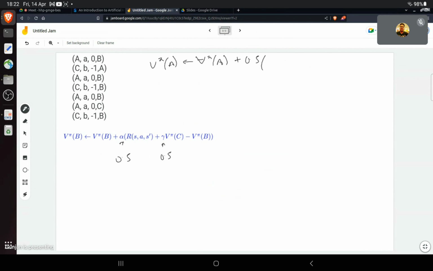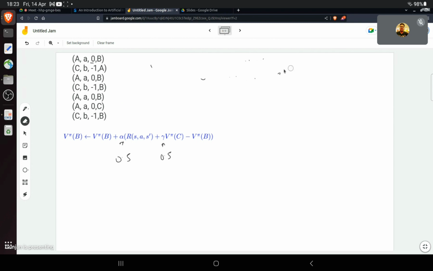0.5 times the reward. So the reward here is 0 plus 0.5 times v pi c. Since all the values are initialized to 0, we will take here 0, and minus v pi of b, which is also minus v pi of a, which is also 0. So ultimately, after taking the first action, we get v pi of a equal to 0 plus 0.5 times 0 plus 0 minus 0. So this entire thing becomes 0, right? So for the first step, we get the v pi of a as 0, right? So we will just note it there.